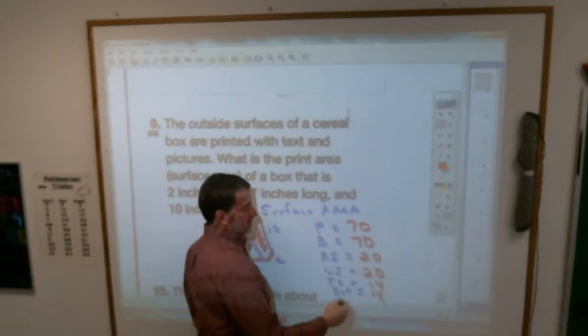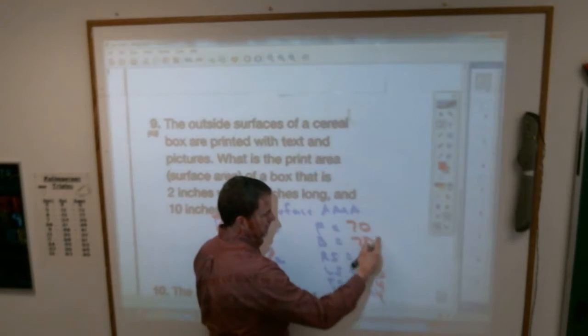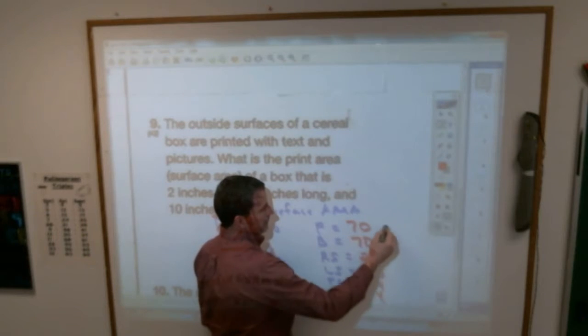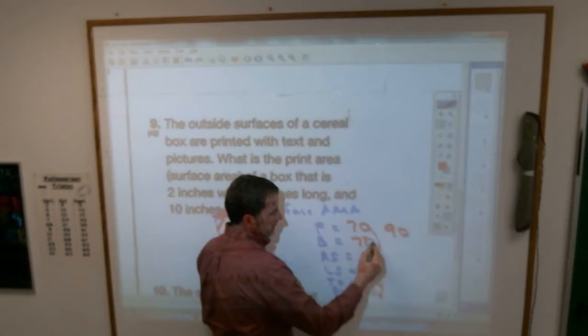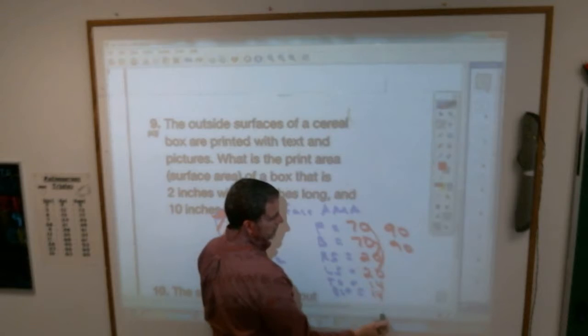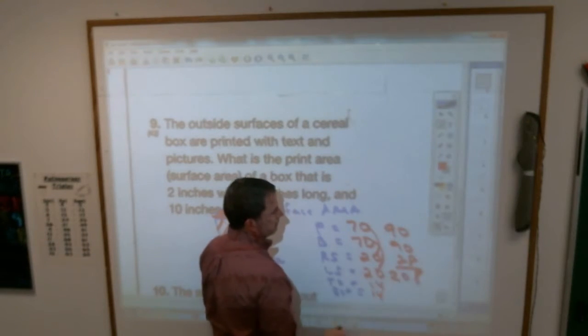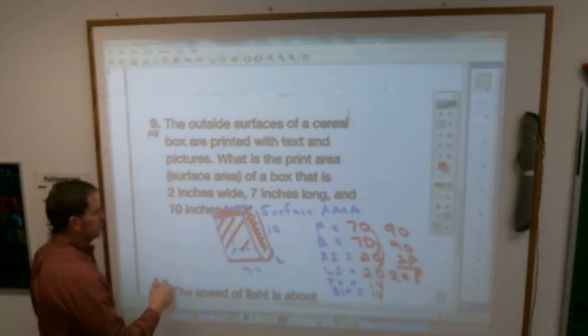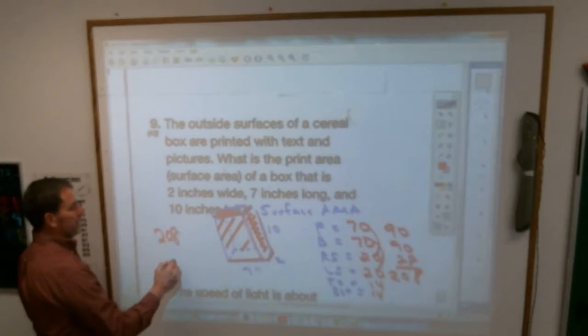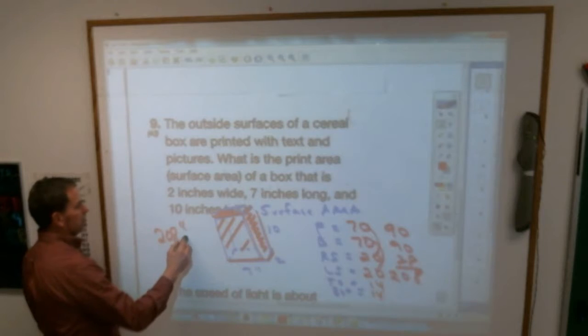Quick way to do it: 70 and 20 is 90. And then there's another 90 here. And then those two together is 180, and the bottom and top add 28. So 208, did I get that right? Yeah. 208 is the area, so it's inches squared.